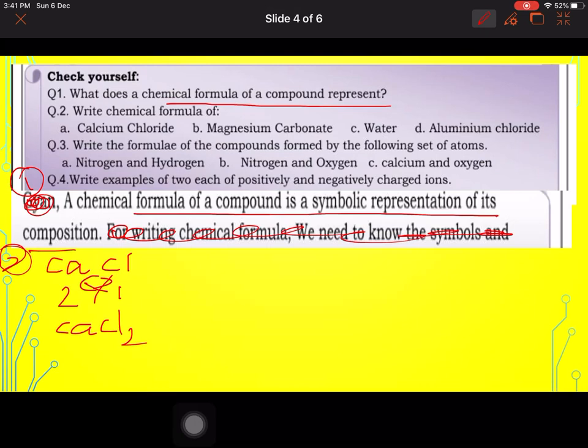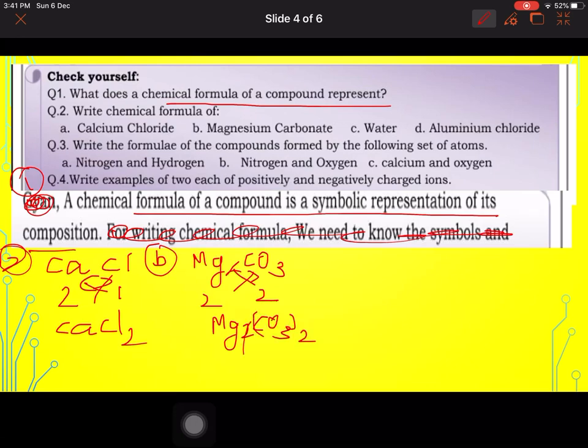Okay, B part, magnesium carbonate, Mg and CO3. So magnesium is 2 and carbonate is also 2. But when we write Mg2(CO3)2, bringing it to the lowest, it becomes magnesium carbonate, MgCO3.